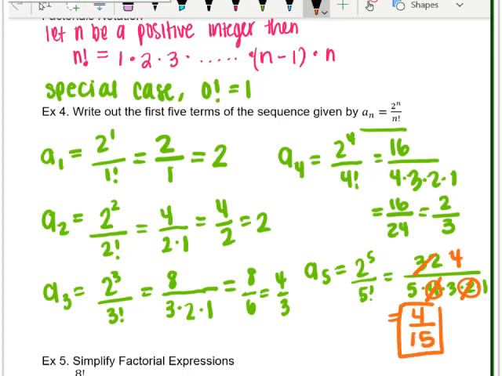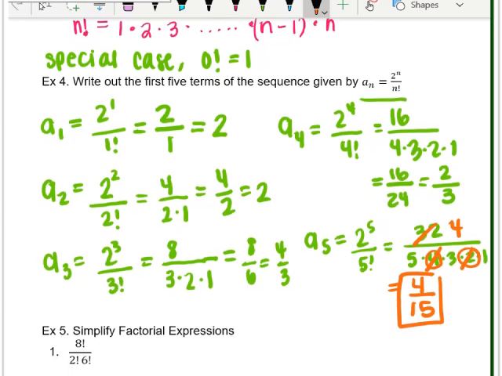Now you could also just multiply it all out and then divide it. All right, so my sequence here is going to be 2, 2, 4 thirds, 2 thirds, and 4 15ths. So that's what my sequence of 5 terms is.